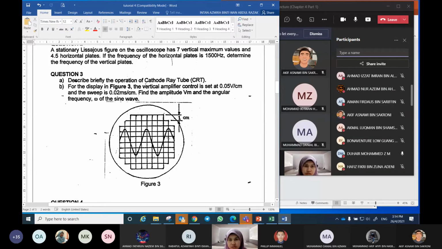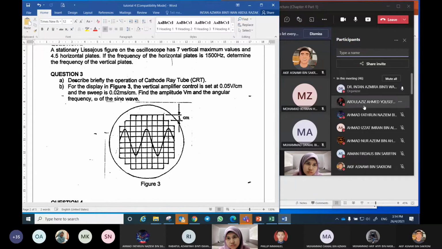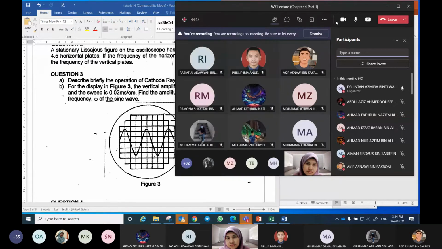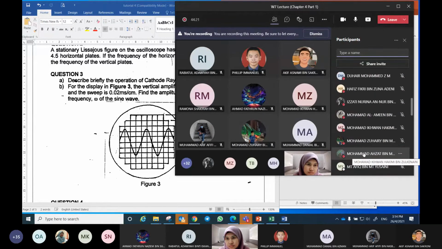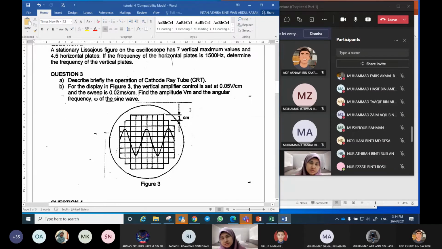How to calculate? Very simple calculation, very basic calculation. Okay. We go back to Abdul Aziz. Abdul Aziz, how to calculate the amplitude for this signal? No response. Mushfiqur Rahman, how to calculate the amplitude for this signal?